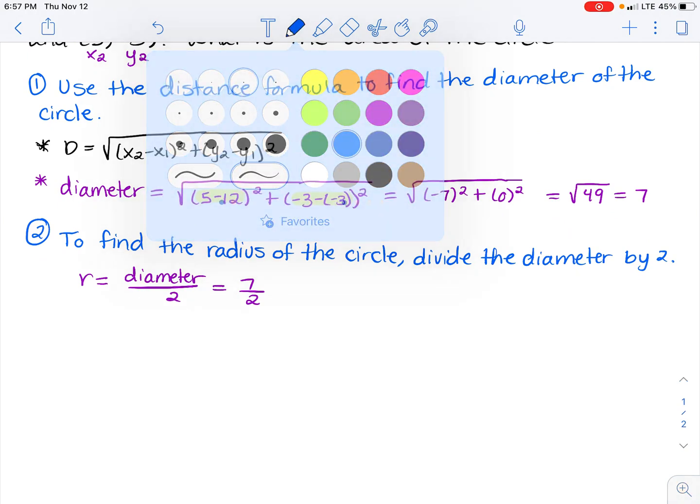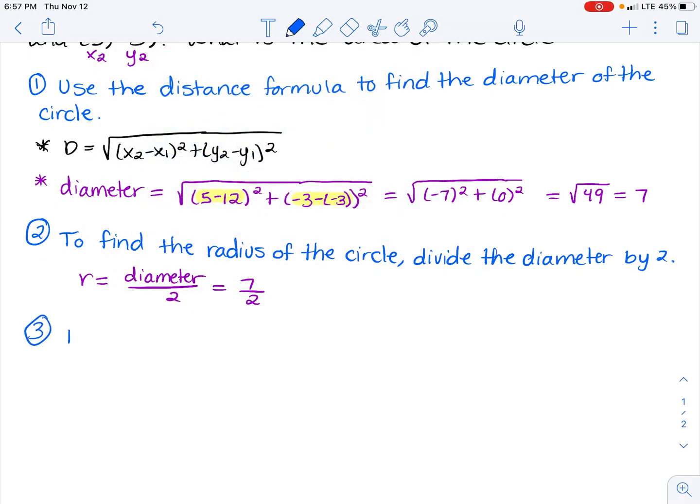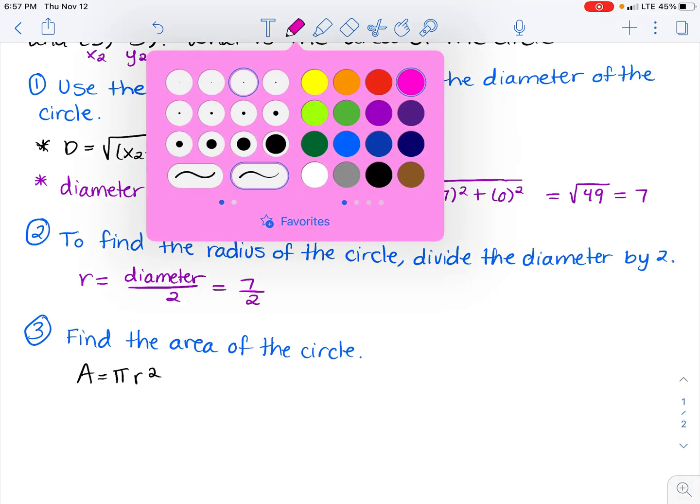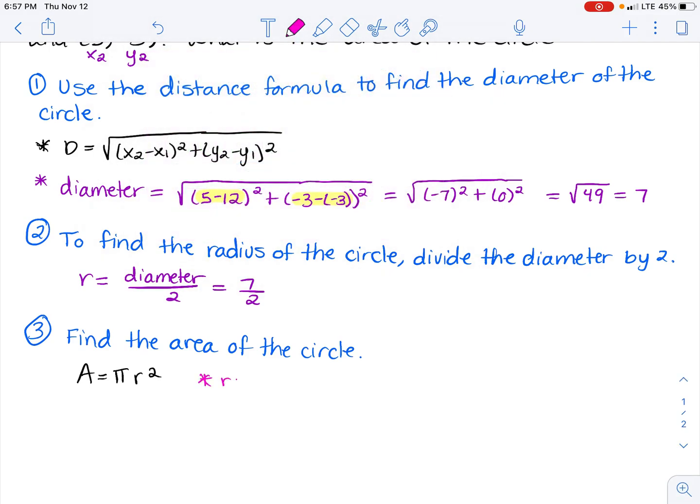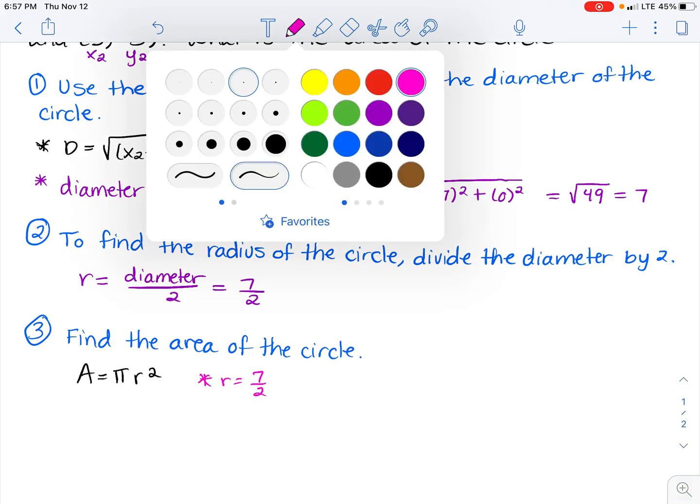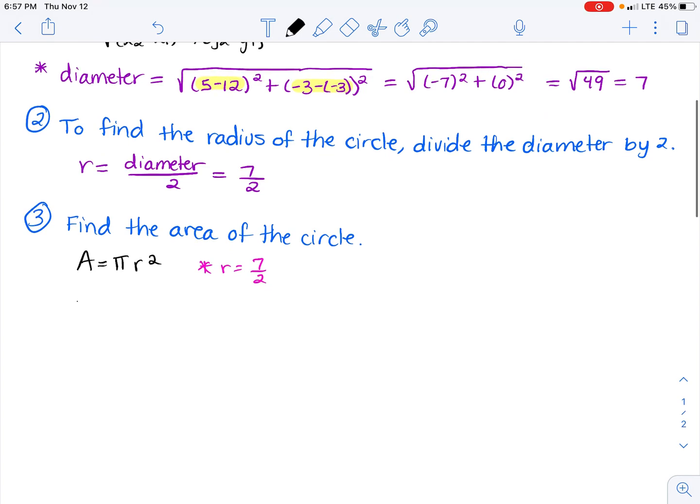Okay, and so now I'm just going to find the area of the circle. I know that the area is equal to pi r squared. I know that r is equal to 7/2. And so where I see r, I'm going to replace that with 7/2. And so this gives me A is equal to pi times (7/2) squared.